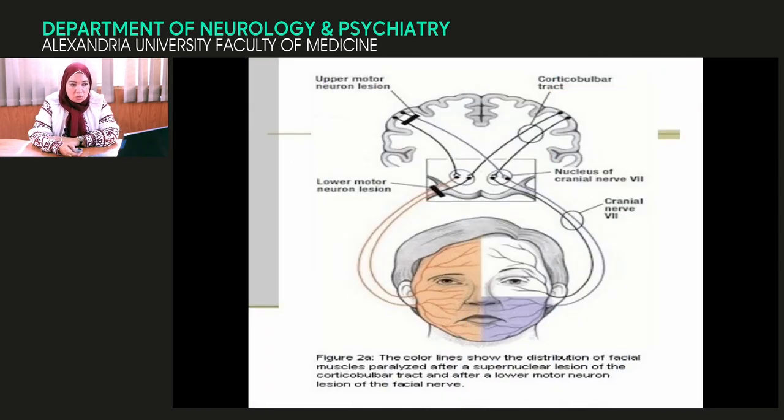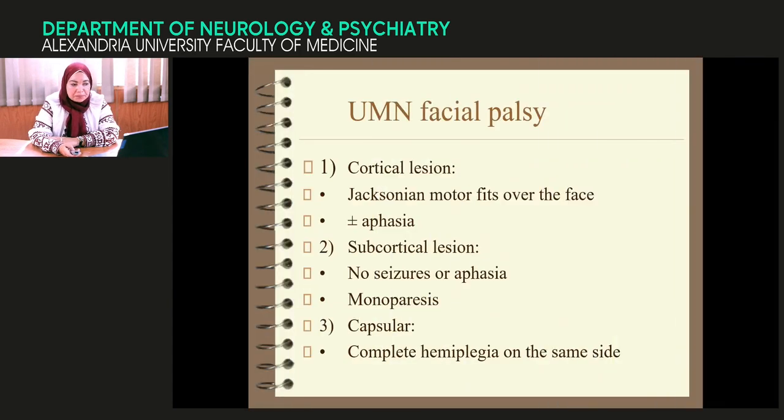Also, this again shows the difference between upper motor and lower motor neuron lesions and where the lesion is. Now if we speak about localization, how do we localize an upper motor neuron facial affection? If the facial nerve involvement is upper motor neuron, it has a localization. There may be a cortical lesion.